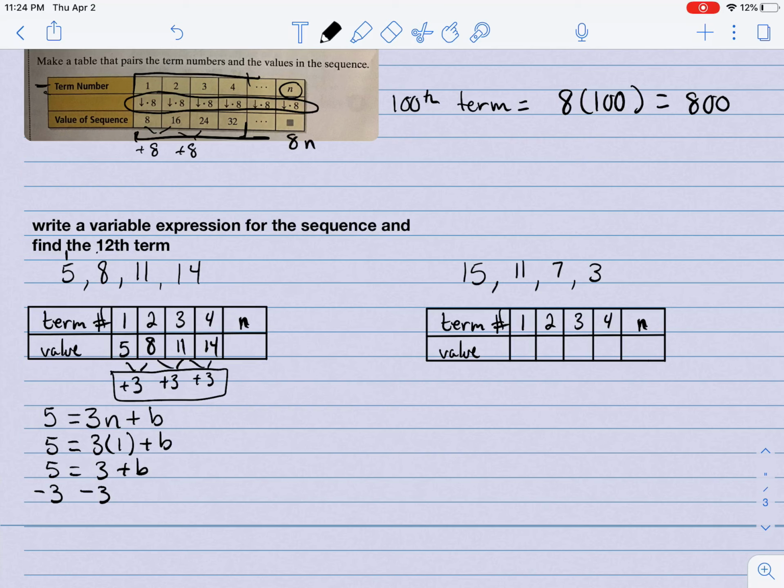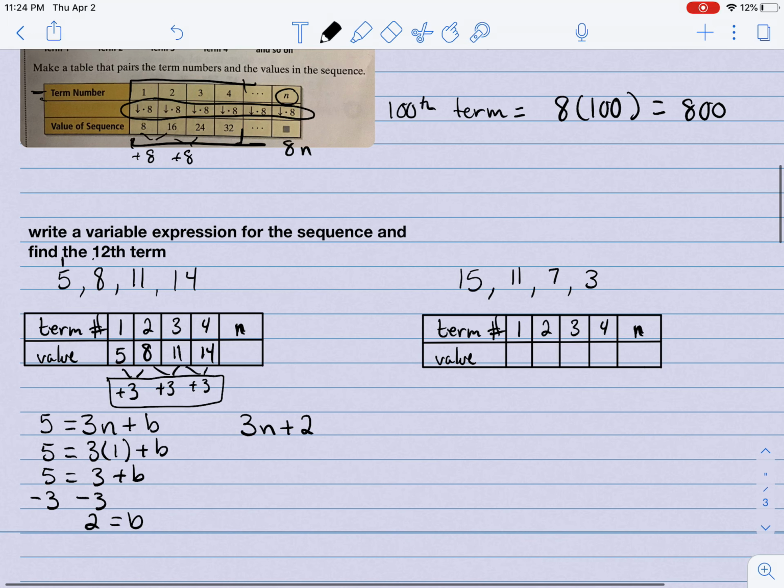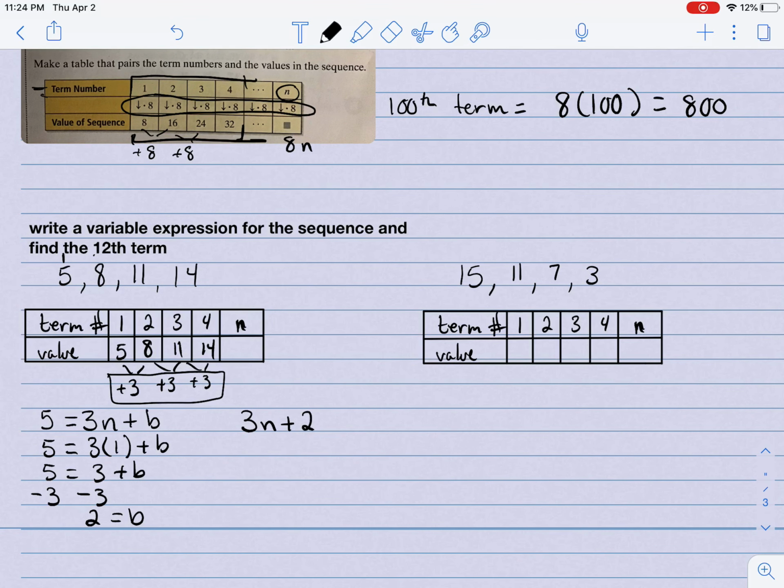One-step equation, we want to solve for b, so we're going to subtract 3 from both sides. And so we'll see that b is equal to 2. So now we're going to add this into our equation. It's going to be 3n plus 2. So now when we take our term number 1 for n, we get 3 plus 2, which does equal 5, which gives us our first value here. So this would be our variable expression.